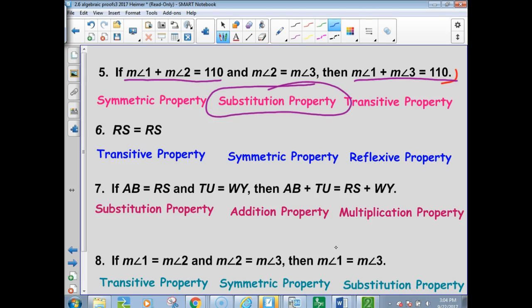Feeling okay on that? Well, what is this? RS equals RS. Well, duh. But yep, that's that special reflexive property.